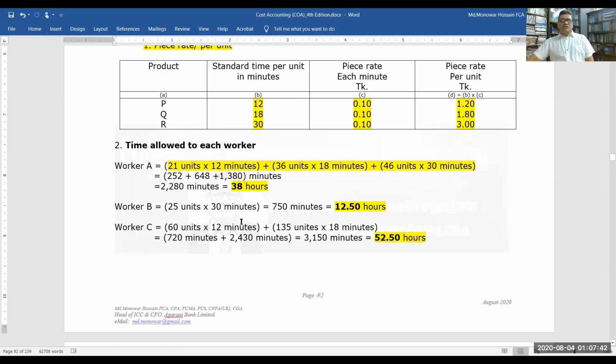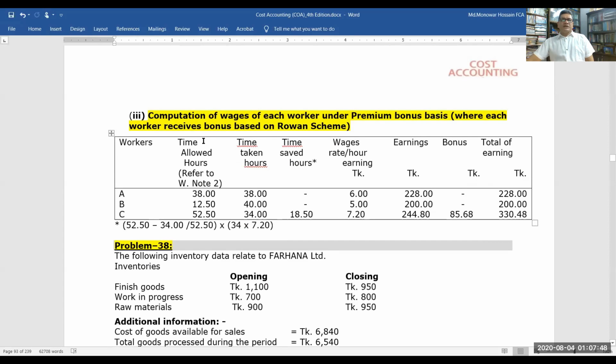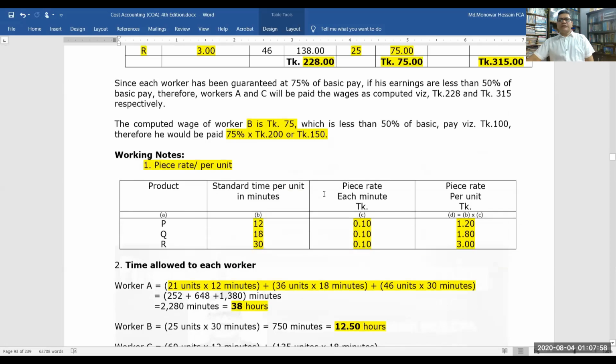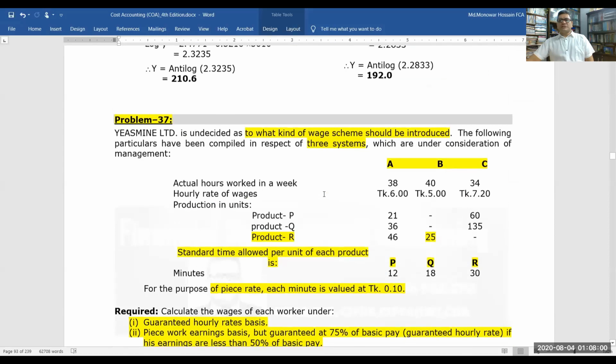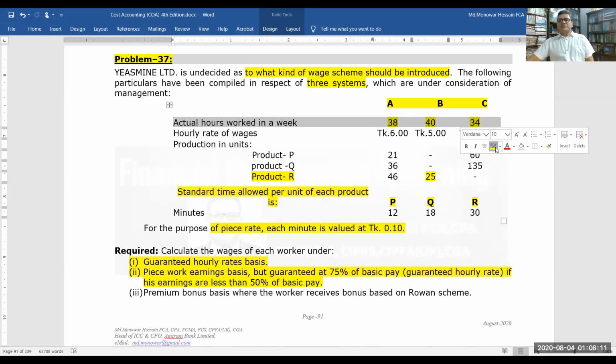50. All calculation is here. Please do it in your workbook. And putting this time allowed in here. But time taken 38, 40, 34. How do we get it? This one. Time taken 38, 40 and 34. This is the actual time taken for the work.